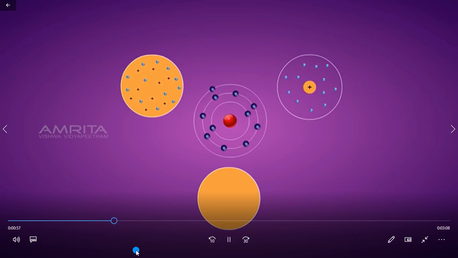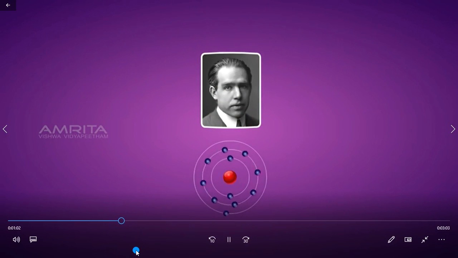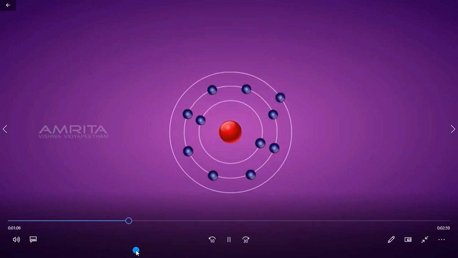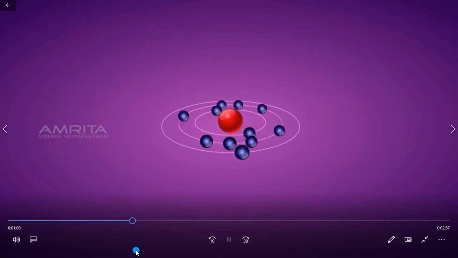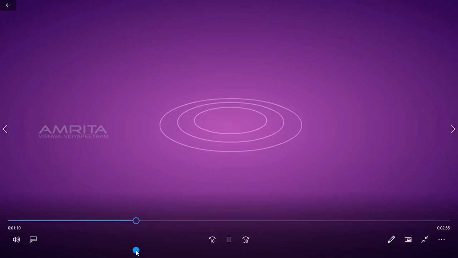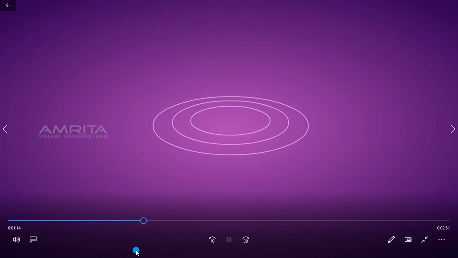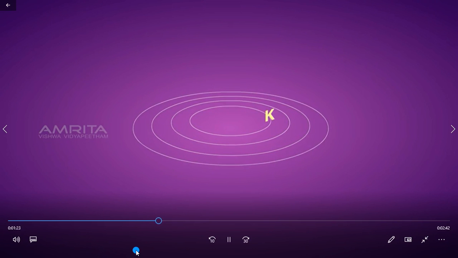To overcome the objections against Rutherford's model of the atom, Niels Bohr in 1913 proposed a new atom model. What does this model propose? It first proposes that electrons revolve around the nucleus in specific orbits, and these orbits are associated with definite energies and are called shells or energy levels. These orbits or shells are represented by the letters K, L, M, N.